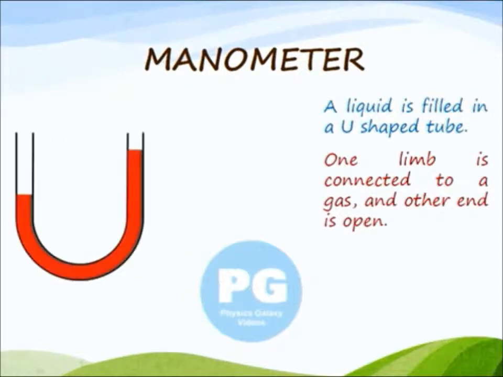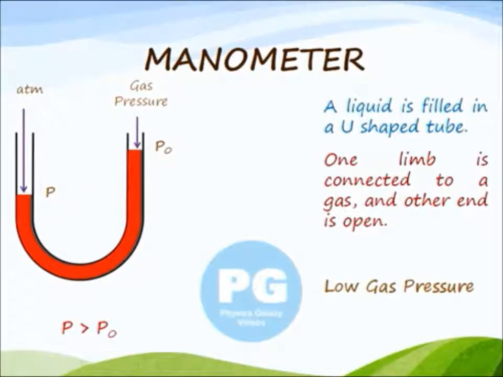In the third and last situation, as we can see here, one end is exposed to the atmosphere, the other end is connected to some gas, and the atmospheric pressure is greater than the gas pressure. So we can say this is the case of low gas pressure. The gas pressure is basically less than the atmospheric pressure. So a manometer is used to compare the atmospheric pressure with gas pressure.